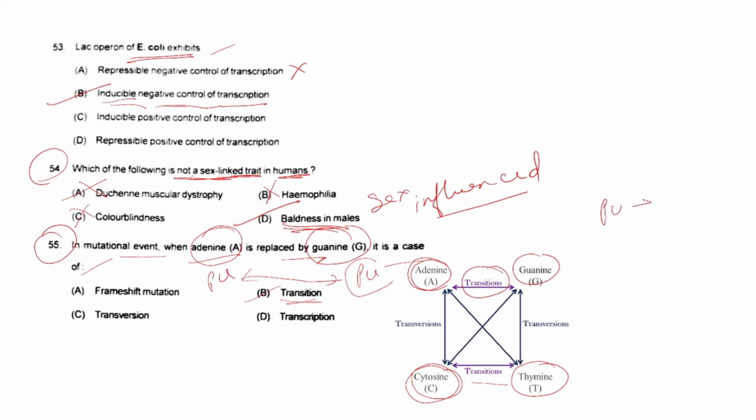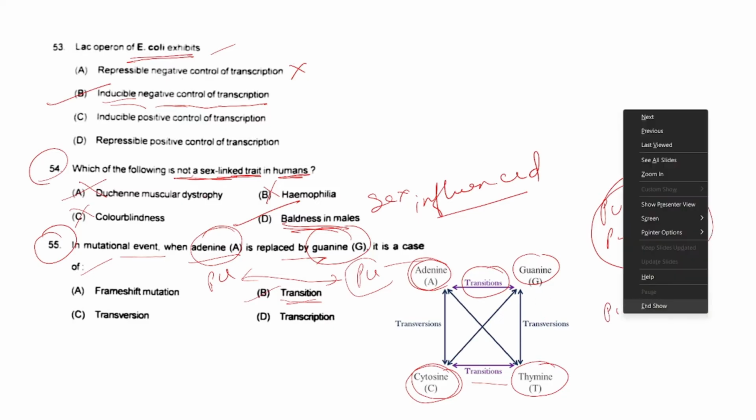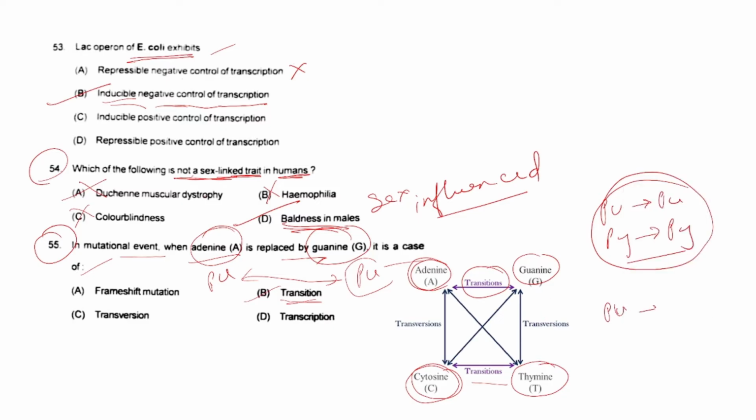Means if a purine is replaced by a purine, or a pyrimidine is replaced by a pyrimidine, this is an example of transition. But if the opposite happens, what does it mean? If a purine is replaced by a pyrimidine, or a pyrimidine is replaced by a purine, this is a case of transversion mutation. Okay, remember this, students. So option number B will be the right answer for this question.